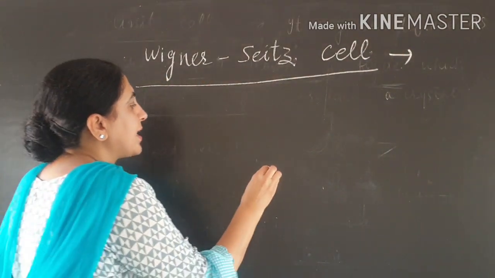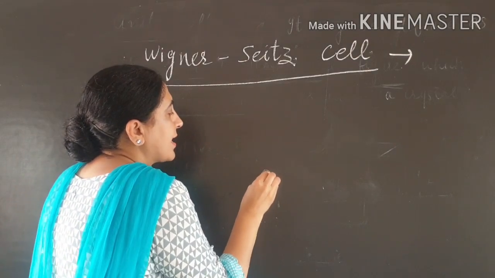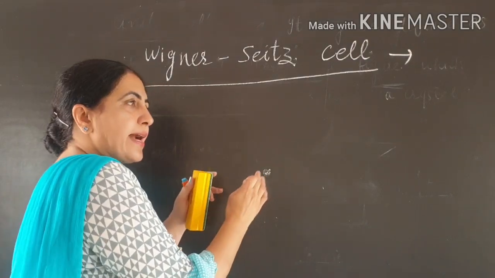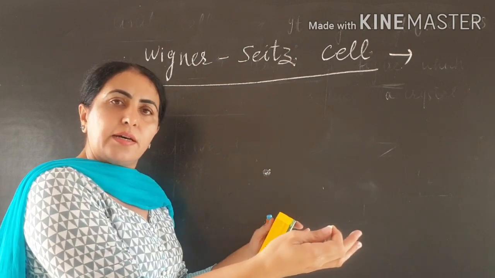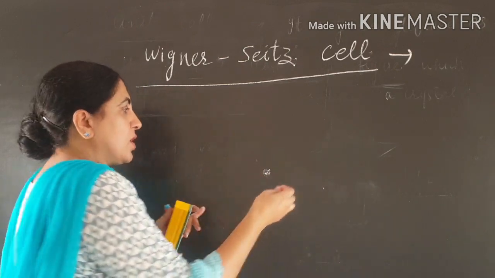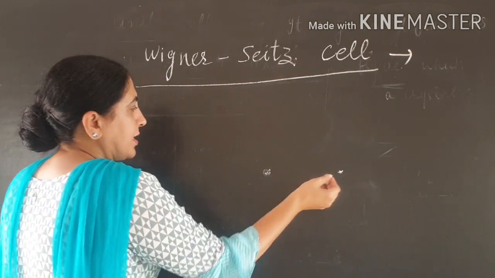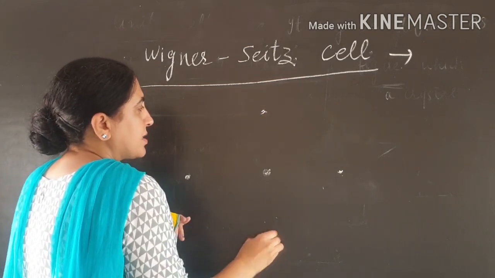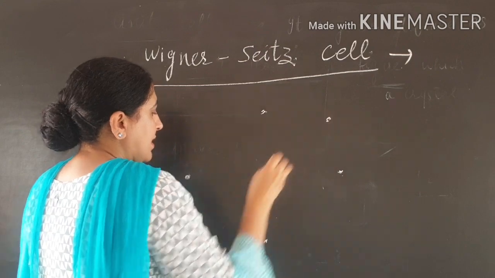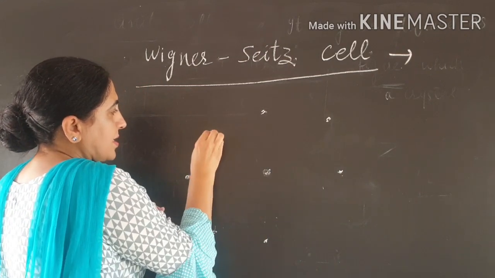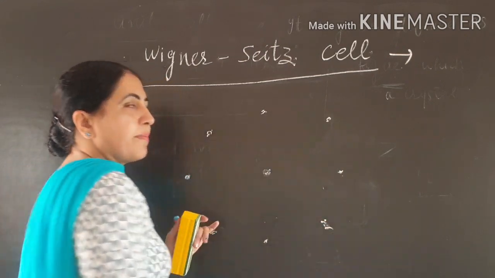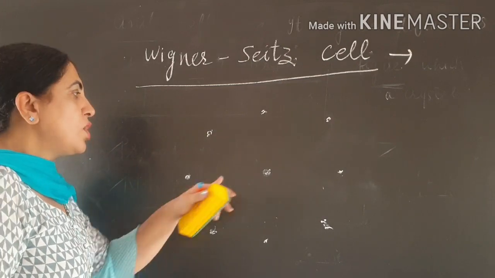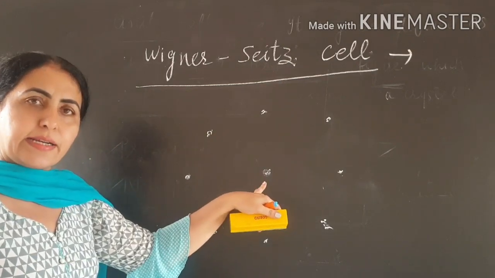So how is it formed? Take any lattice point. If this is a lattice point, join this lattice point to the nearest neighbor lattice points. One lattice point is here, one is here at the same distance, one is here, another here, another here. These are the nearest neighbor lattice points. So join, this is the reference lattice point.